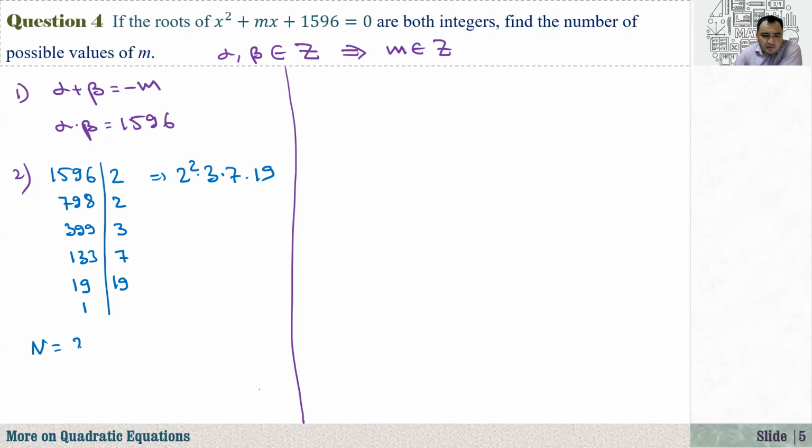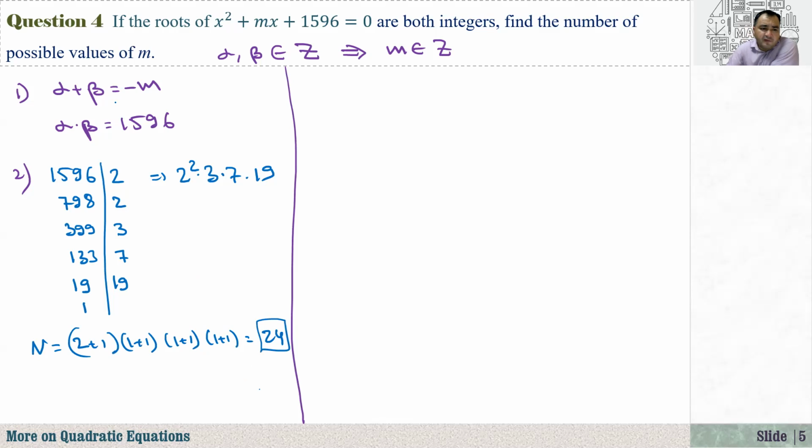The number of factors is (2 plus 1) times (1 plus 1) for 3 to the power of 1, times (1 plus 1) for 7 to the power of 1, times (1 plus 1) for 19 to the power of 1. Altogether, it has 3 times 2 times 2 times 2, that's equal to 24. It has 24 factors, okay?